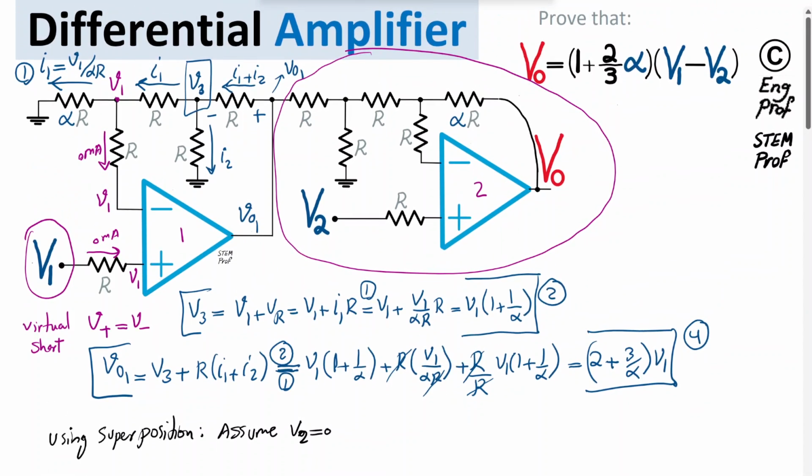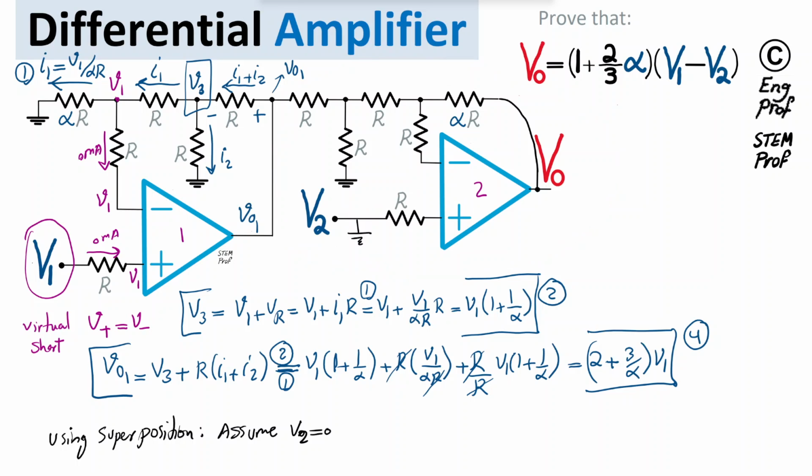If we are assuming V2 is not there, it means we are grounding it, shorted. That means the positive terminal is grounded. And because of the virtual short, we know that the op-amp is operating in the linear region with negative feedback, which enforces that the voltages at the positive and negative terminals of op-amp 2 are the same. So when the positive terminal is grounded, the negative terminal is also grounded, which is a virtual ground. And because no current goes through the op-amp, through resistor R, this node is also 0 volt at virtual ground.